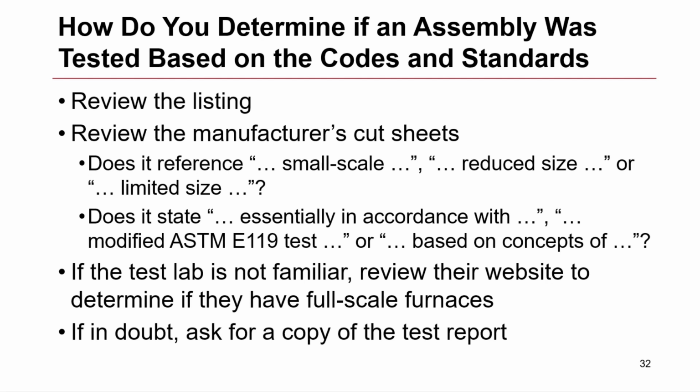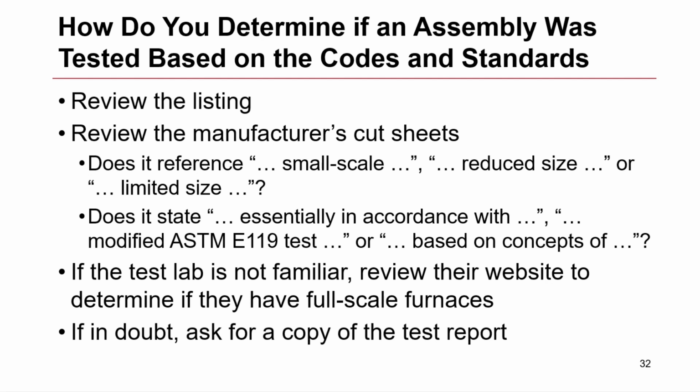Also, if you're looking at a cut sheet or something that references a lab you might not be familiar with, look at the website of that lab and determine if they even have full-scale furnaces. If they don't have a full-scale furnace, then it's pretty obvious that that assembly wasn't tested based on the requirements of ASTM E119 or UL 263. And I suppose you could also look at the website from the manufacturer, see what information they have in terms of what testing they have conducted and where they've conducted it.